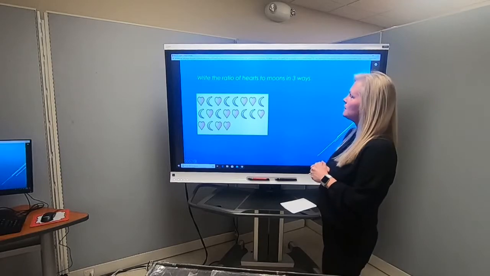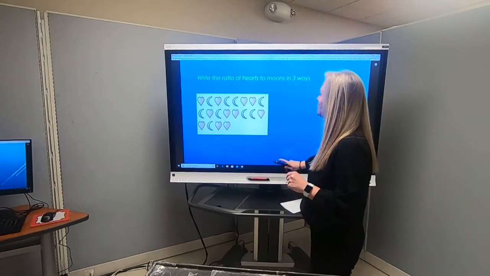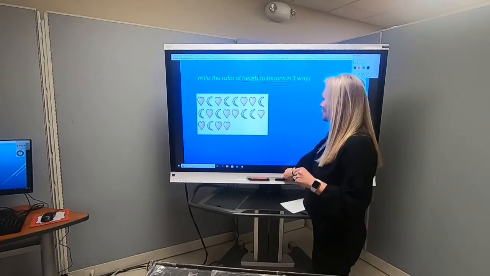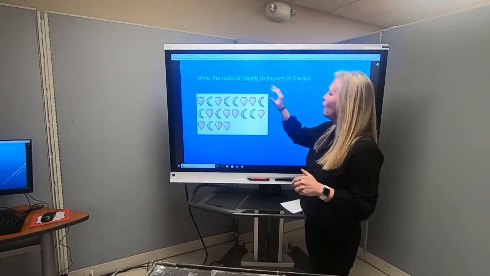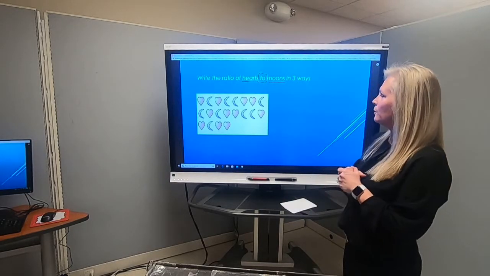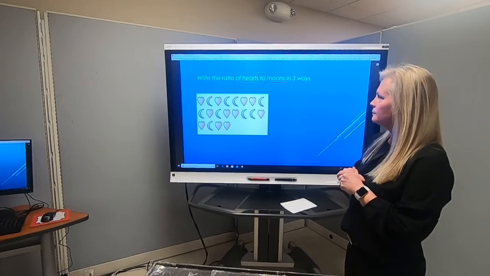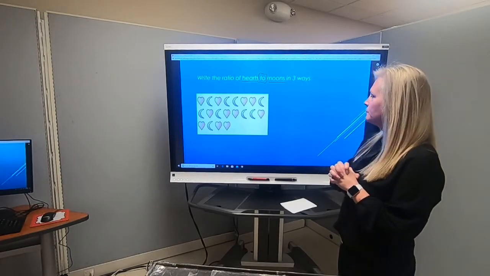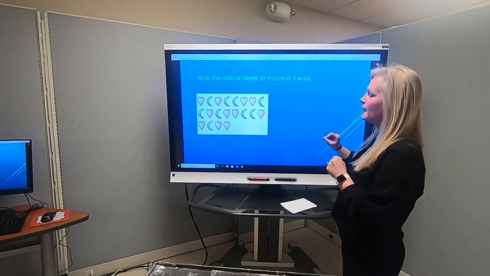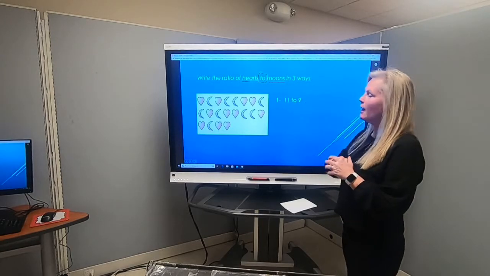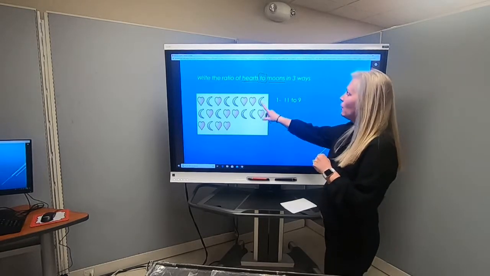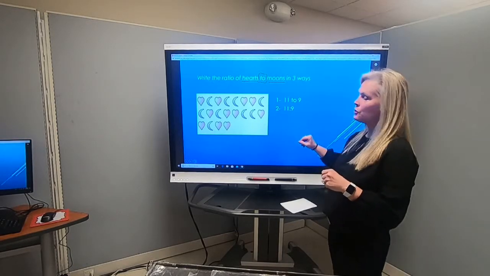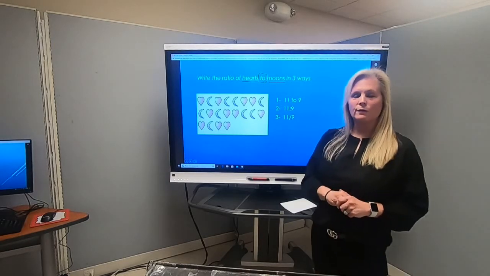Okay, let's look at our next example. The next one says the ratio of hearts to moons. So let's go ahead and count the hearts. You go ahead and count that, and I'll count that as well. Okay, go ahead and count the moons that you see. And let's see if we're both correct. 11 to 9. Okay, that means there are 11 hearts and there are 9 moons. There's the word "to," there's your colon, and there is your fraction.